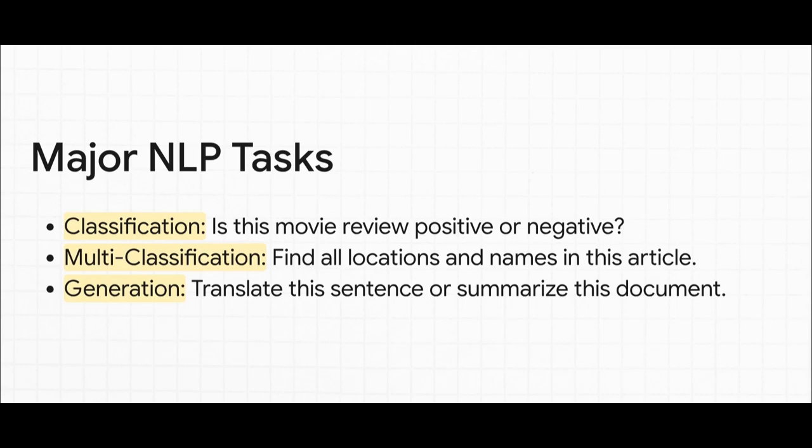Now, this big mission breaks down into a few key jobs. Sometimes you just need a model to classify something, like, is this movie review positive or negative? Simple enough. Other times you need it to find specific things, like all the names and locations in a news article. And then, of course, there's the one we're all fascinated by right now, generation. That's where you ask the AI to create something totally new, like translating a sentence or summarizing a huge document.